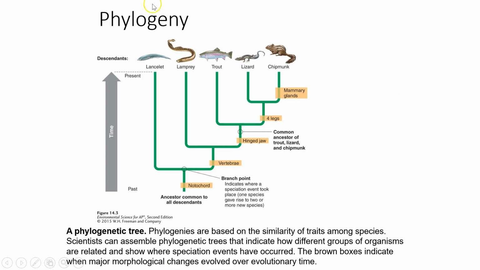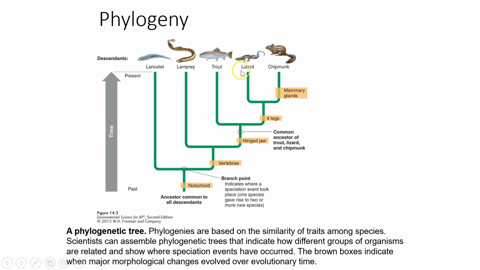And so you can see here in this phylogenetic tree that the chipmunk and the lizard have a fairly recent common ancestor. It wasn't that long ago, at least geologically speaking, that they had a common ancestor, a precursor to either the lizard or the chipmunk. If we take something like the chipmunk and the lamprey, well, it was a lot longer ago that they had a common ancestor. We can create these trees by comparing the features that organisms have.